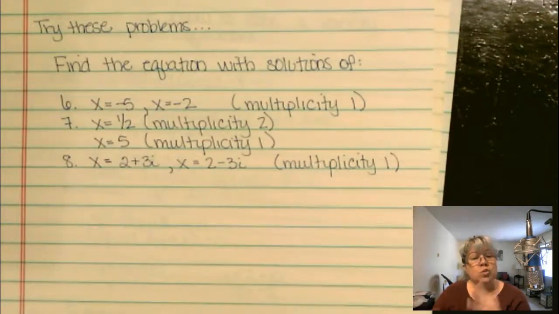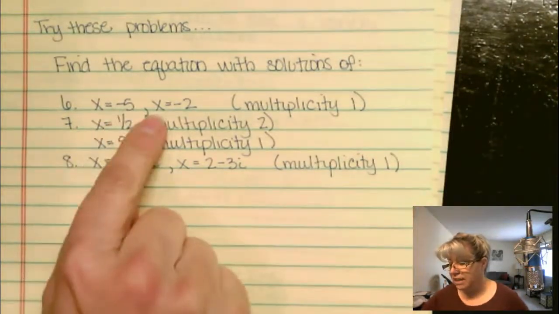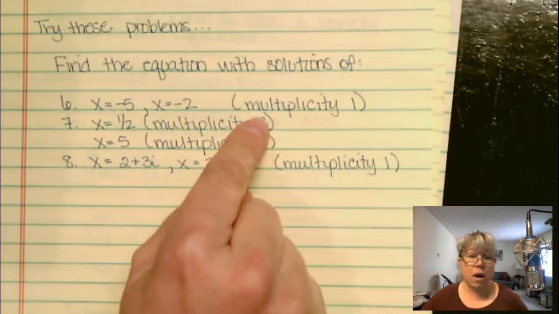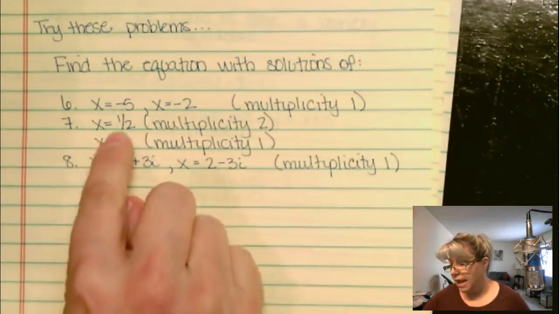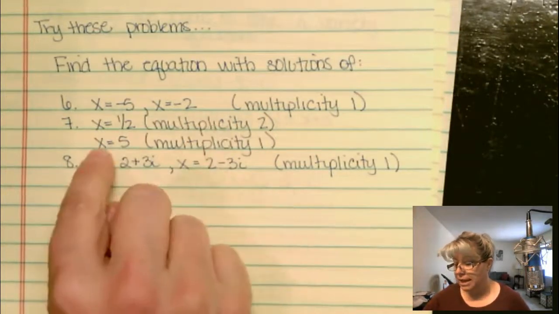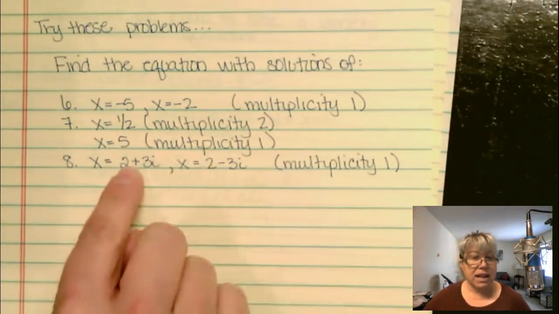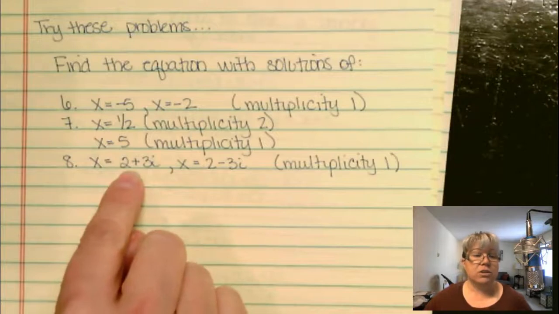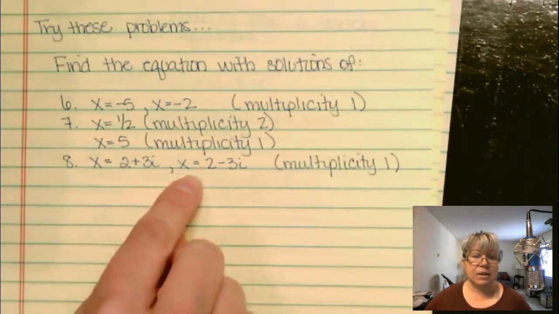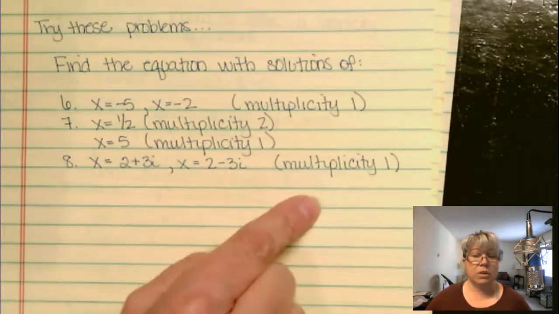So use what I just showed you to find the equations with the following solutions, and keep in mind the multiplicity in these. X equals negative 5, x equals 2 with both multiplicity of 1. X equals 1/2 with multiplicity of 2, and x equals 5 with multiplicity of 1. And then x equals 2 plus 3i, x equals 2 minus 3i with multiplicity of 1.